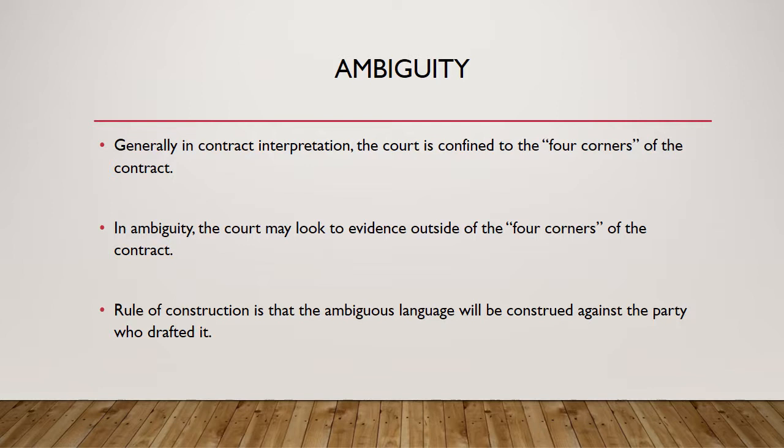So the rule of construction is that ambiguous language is construed against the party who drafted it. So in our example, the bank drafted the promissory note. If that term was found to be ambiguous, then it would be construed against the bank since they were the one who drafted it. Meaning that they would have probably gone with the interpretation of the borrower, and that the term of the note required that the bank get her permission before they made a disbursal.